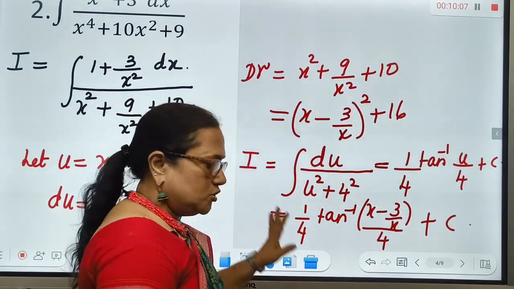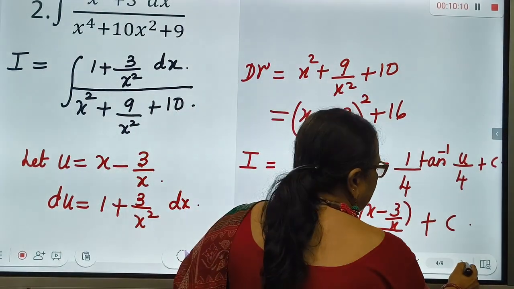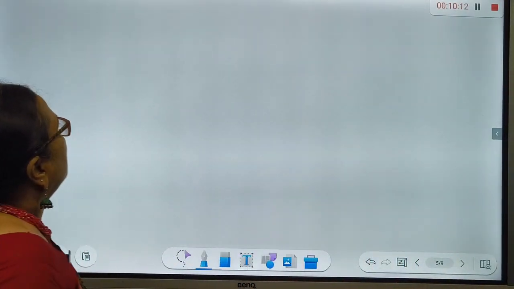Are you able to follow? So I am using the same type of techniques to solve such problems.